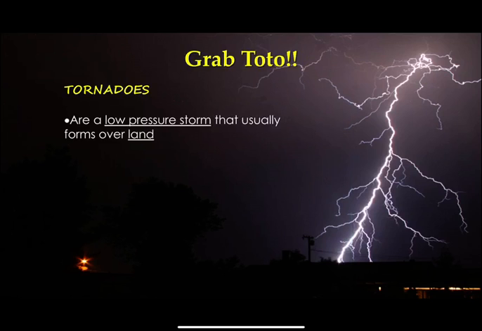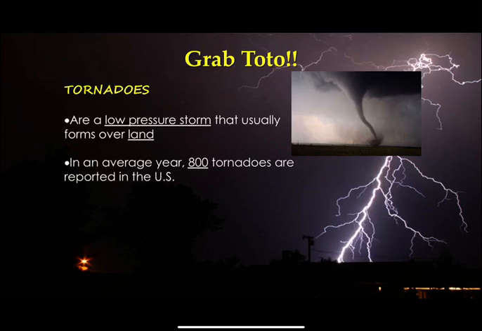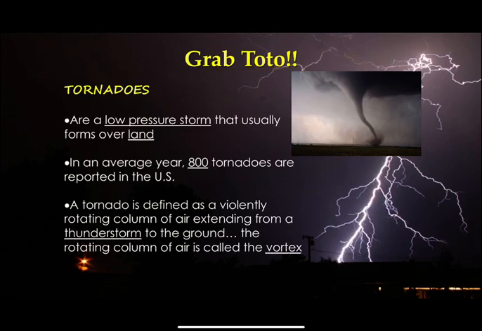So let's talk about tornadoes. Tornadoes are a low-pressure storm that usually forms over land. In an average year, 800 tornadoes are reported in the United States. A tornado is identified as a violently rotating column of air extending from a thunderstorm to the ground. The rotating column of air is called a vortex.